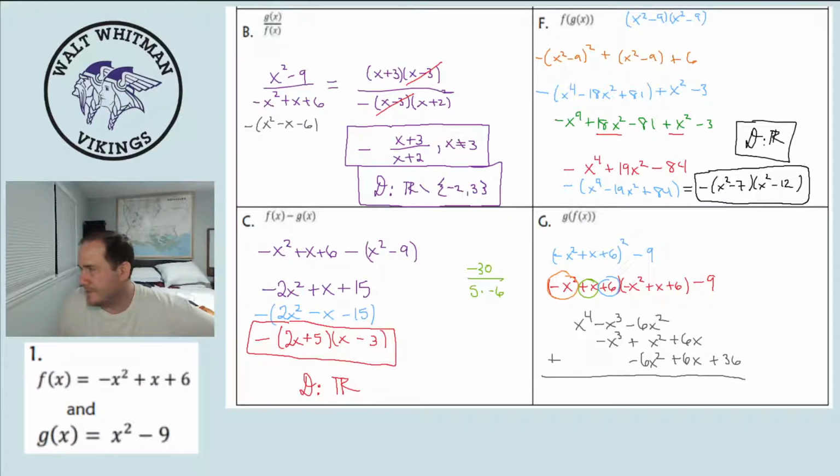So now I can add all this, and we're literally just adding things that are in the same column. So this x to the 4th is a unique term. We've got these 2 x cubes. We've got 3 x squareds, 2 x's, and then another unique term, the constant 36. So putting all that together, we are getting x to the 4th minus 2x cubed minus 12 plus 1, so minus 11x squared, plus 12x, plus 36.